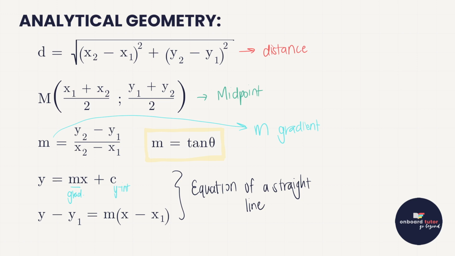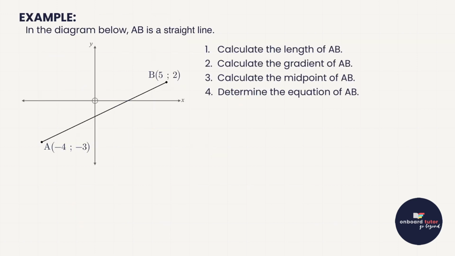Okay, let's put these into practice. In the diagram below, AB is a straight line. Calculate the length of AB. So for these ones, I just want you to pay attention. Sometimes they'll say leave your answer in surd form. If they don't, then you're okay, and you can just give 2 decimal places, or whatever the cover of your test or exam says. So we're going to go with the distance formula.